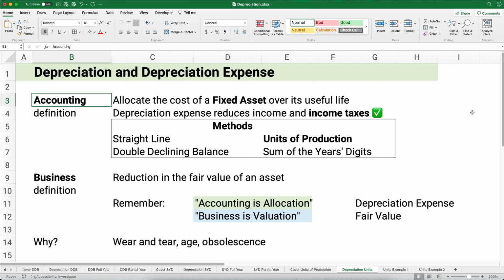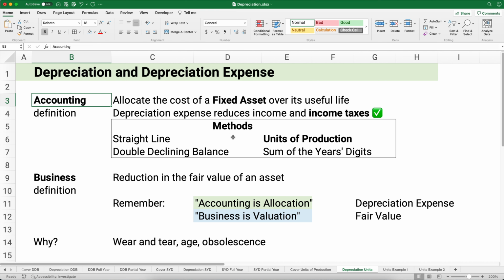So let's talk about depreciation and depreciation expense just for a second before we start our first problem. In accounting, we're trying to figure out the depreciation expense, so it's a very specific definition. We're trying to allocate the cost of a fixed asset over its useful life. Now, depreciation expense reduces net income, reduces income taxes, so we're happy about that.